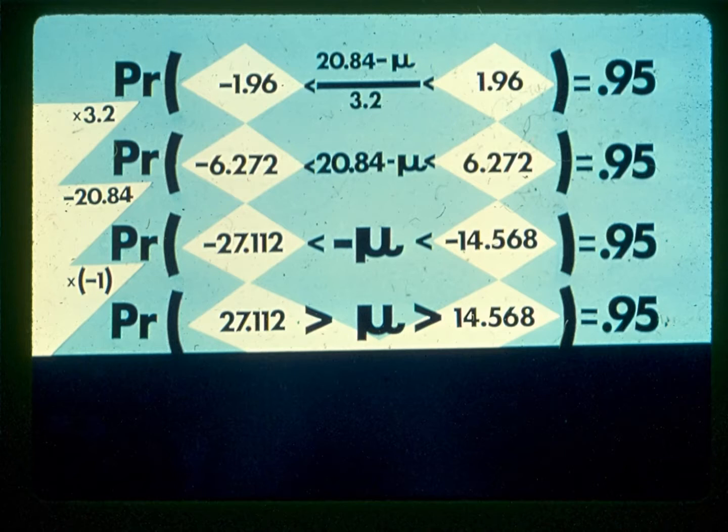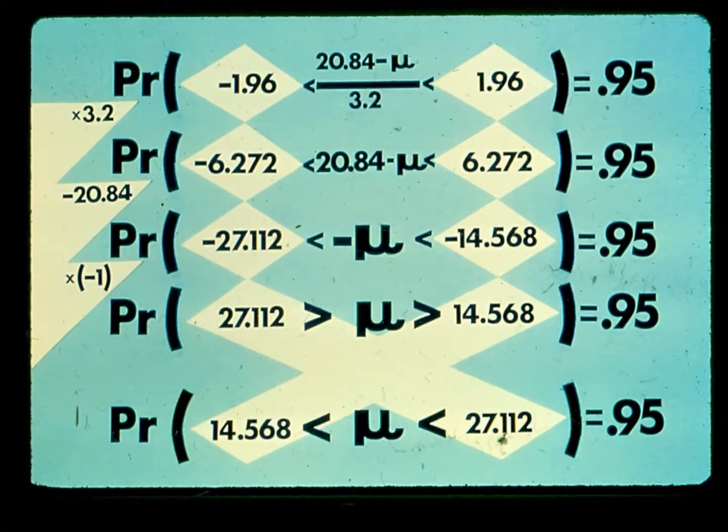Since we started with less than inequality signs, the final step will be to rewrite it in that form. The final equivalent expression at the bottom has been obtained by both switching the numbers and reversing the inequality signs. It says that the probability is 0.95 that mu is between 14.568 and 27.112. From now on, we'll round these figures off to 14.6 and 27.1 for convenience.